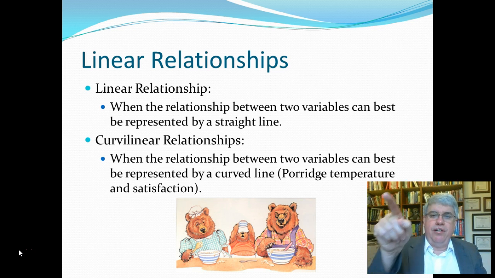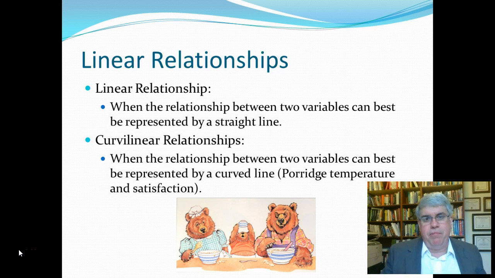we get a curved relationship: the porridge that is just right tastes a lot better. It's a lot more satisfying than the porridge that's too hot or too cold. So since that relationship is best described by a curve, we call that a curvilinear relationship.